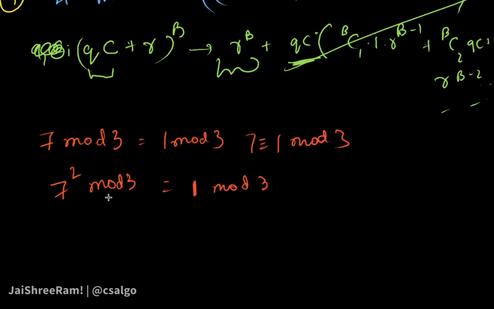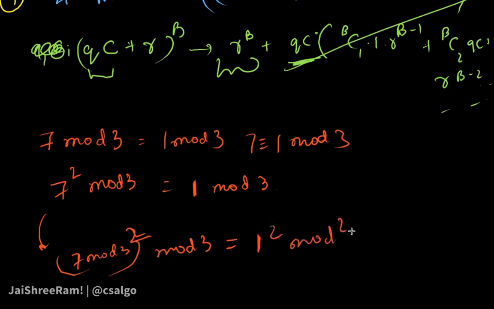And in fact, if you take the modulo inside first, that is (7 mod 3) whole squared mod 3, that is also equal to 1. This part is 1, as we already calculated. 1 squared mod 3 is the same as 1, right? So 7 squared is also congruent to 1 mod 3.